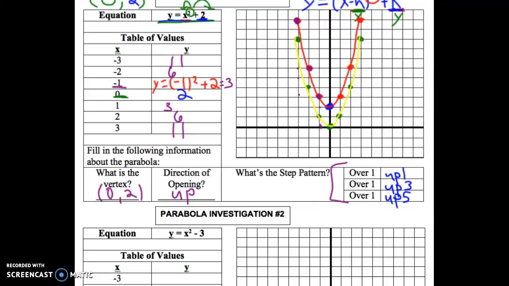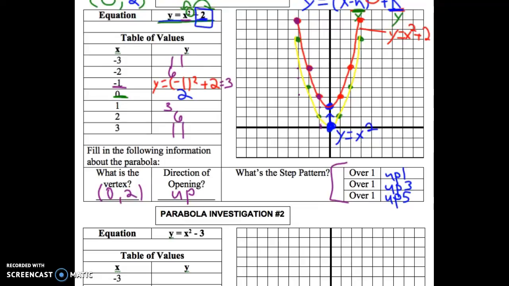Let's look at the vertex. Vertex is here of the parent function. This is y equals x squared versus in red, this is y equals x squared plus 2. So if we go back and look at it, vertex here, it shifted up 2 spaces, plus 2 here.